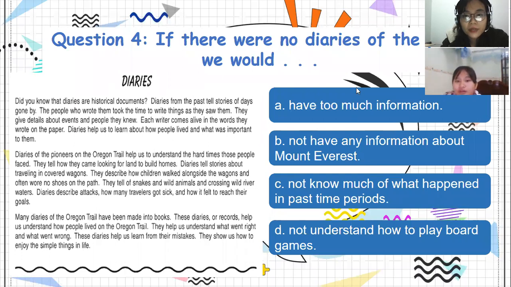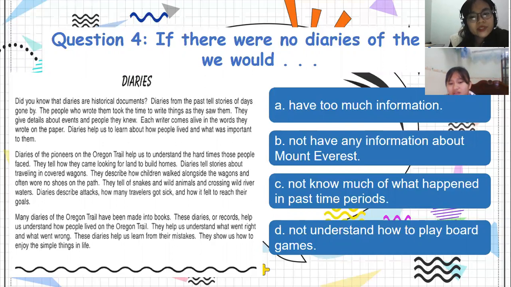If there were no diaries of the past, we would... There's no information about this one. I'm confused. Is it the correct passage we are reading here? And the questions are a lot of lost questions. If there were no diaries of the past, we would have too much information, not have any information about Mount Everest, not know much about what happened in the past periods, not understand how to play the board games.